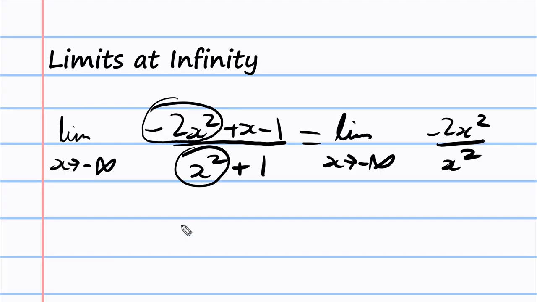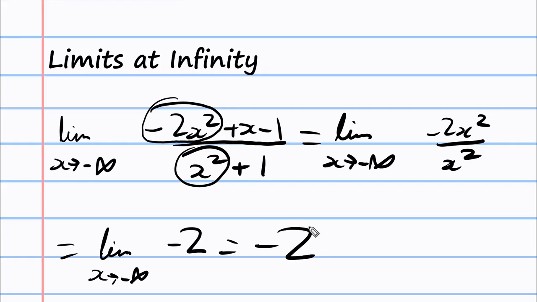Now, you can cancel out the x squared from both the top and the bottom, and you just get the limit as x approaches negative infinity of just negative 2. When you take a limit of a constant, you just get the constant back, because here x is not doing anything to the function y equals negative 2.